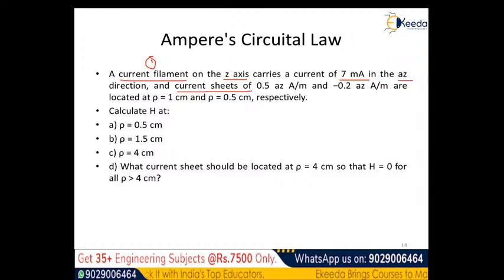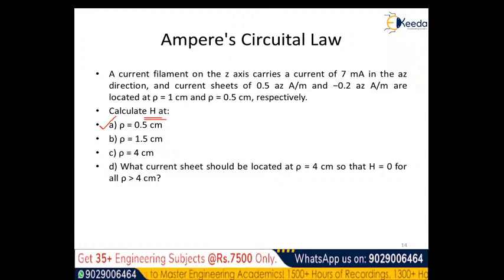This current sheet has the surface current density expressed as 0.5 AZ amperes per meter. There is an additional current sheet, that is 0.2 in the negative AZ direction, amperes per meter, and these are respectively located at rho equal to 1 centimeter and rho equal to 0.5 centimeter. So this is the second component, and this is the third component situated at rho equal to 0.5 centimeter. This way we have a total of 3 current sources producing the magnetic field in the surroundings. So the required calculation of magnetic field intensity will be the net result considering all 3 here. First of all, we will answer part A.